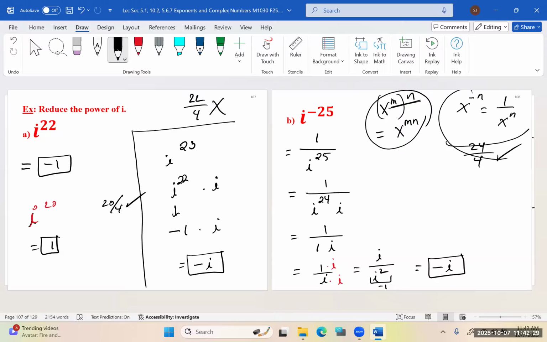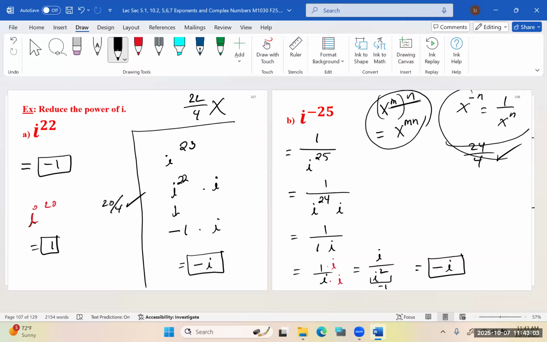What's going on in the bottom? Negative means you have a fraction, right? So I to the negative 25 means you have a fraction, I to the positive 25 on the denominator. I see 1 times I, and at the bottom it's I. The result becomes 1 over I, right? The end result is 1 over I. Since you're trying to rationalize the denominator, you cannot have I on the denominator.